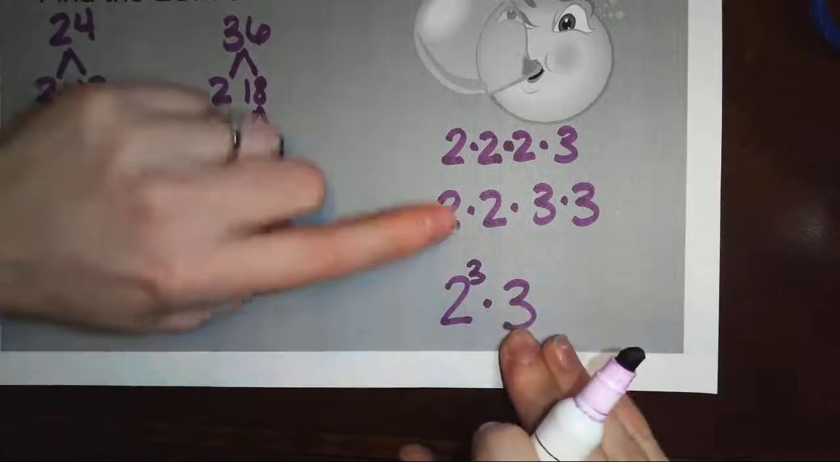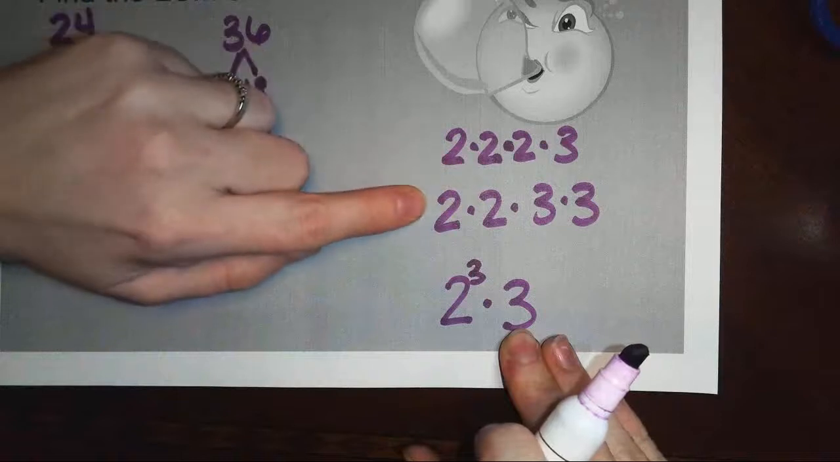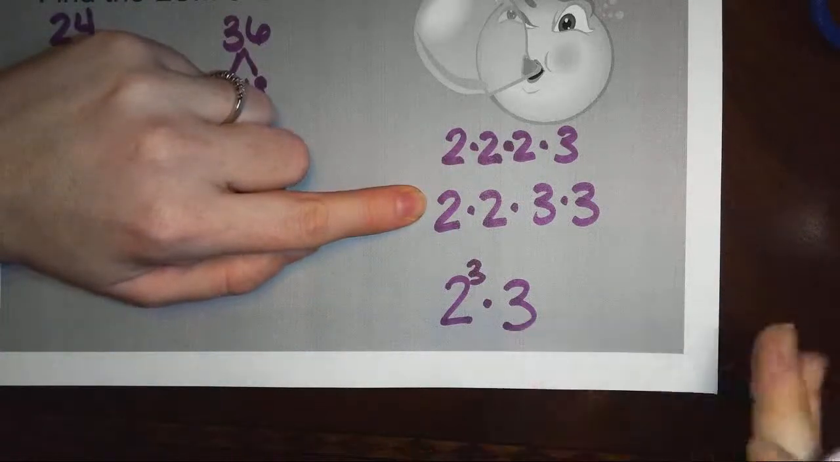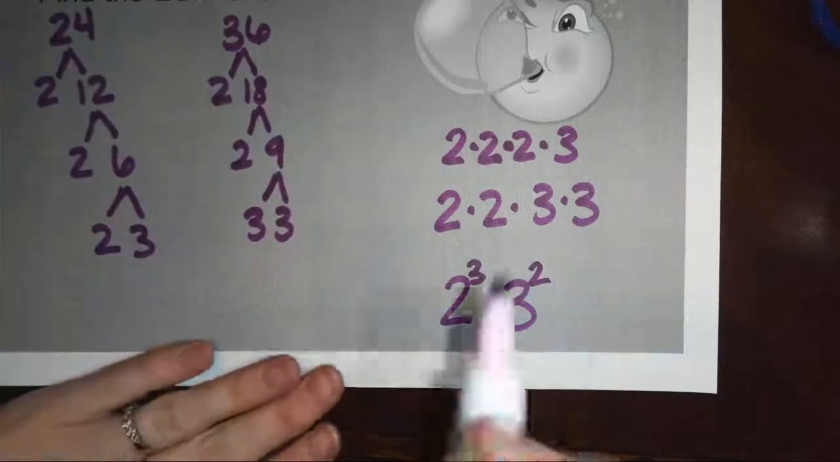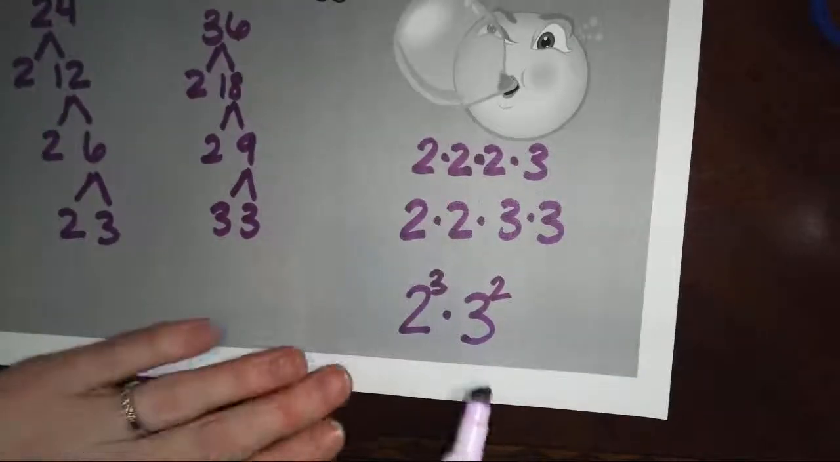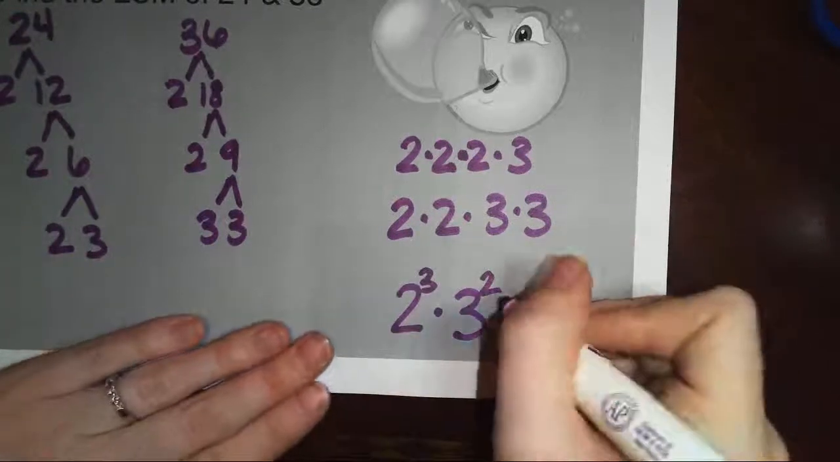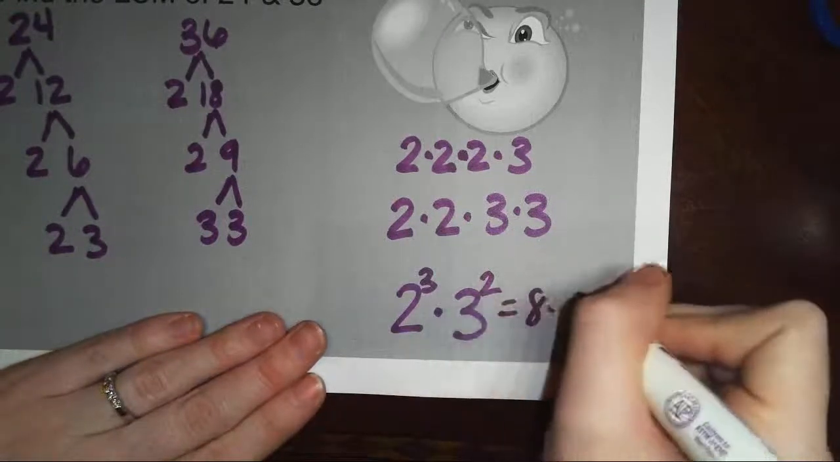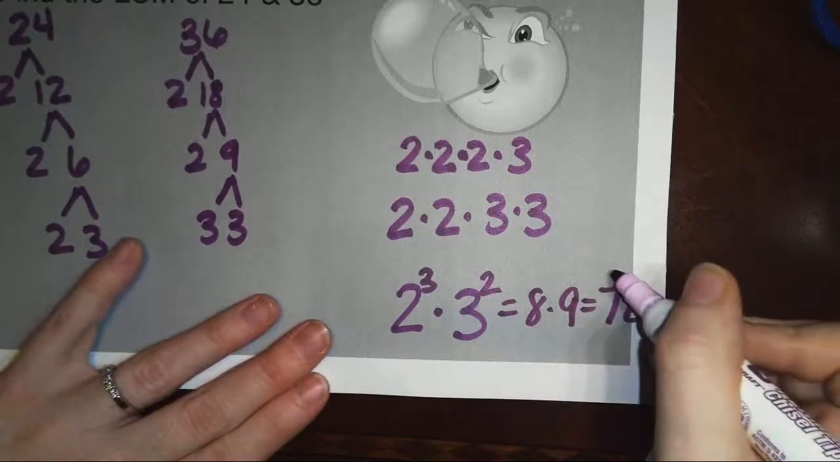Now for my 3's, in this first number I use 3 1 time. In the second number I use 3 2 times. 2 times is the most, so I'm going to use it 2 times. So my least common multiple of 24 and 36 is 2 to the third times 3 squared. Now 2 to the third is 8, and 3 squared is 9, which makes my least common multiple 72.